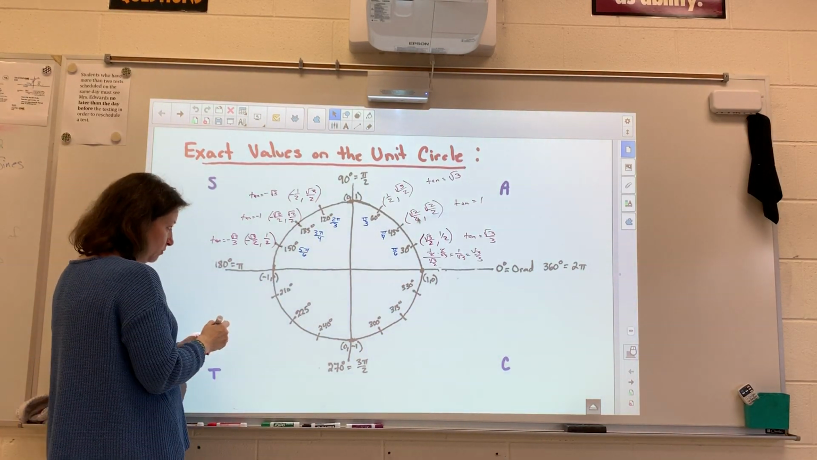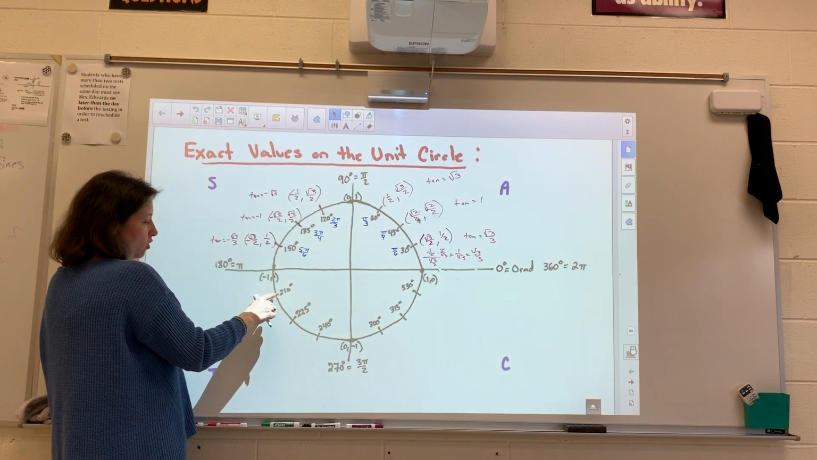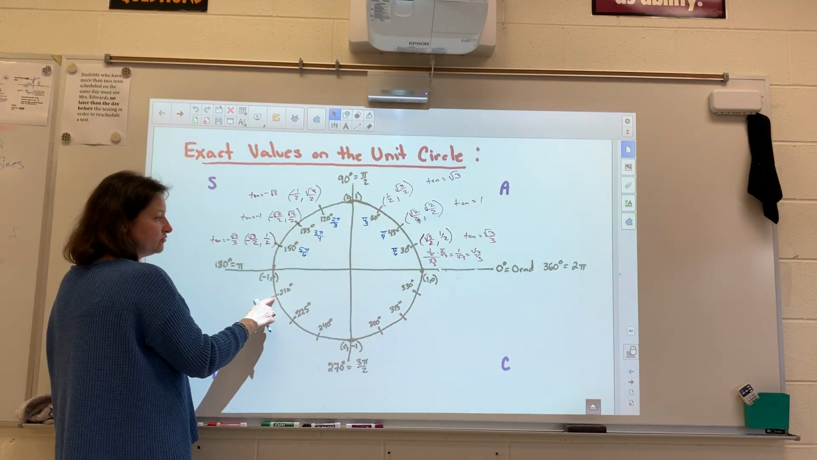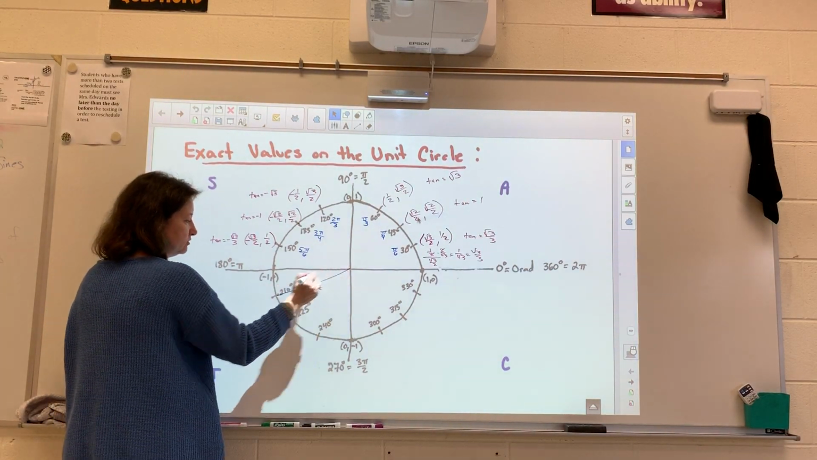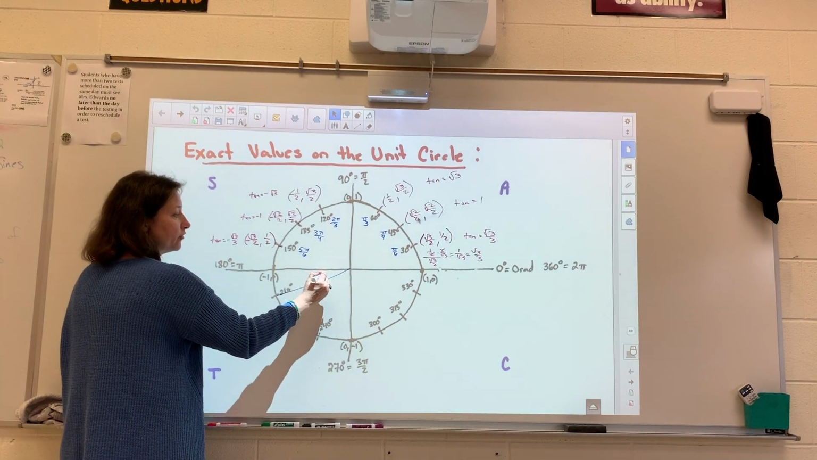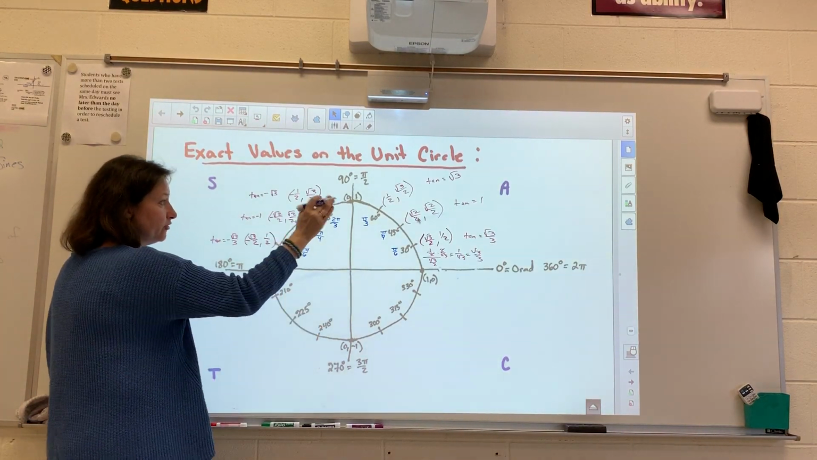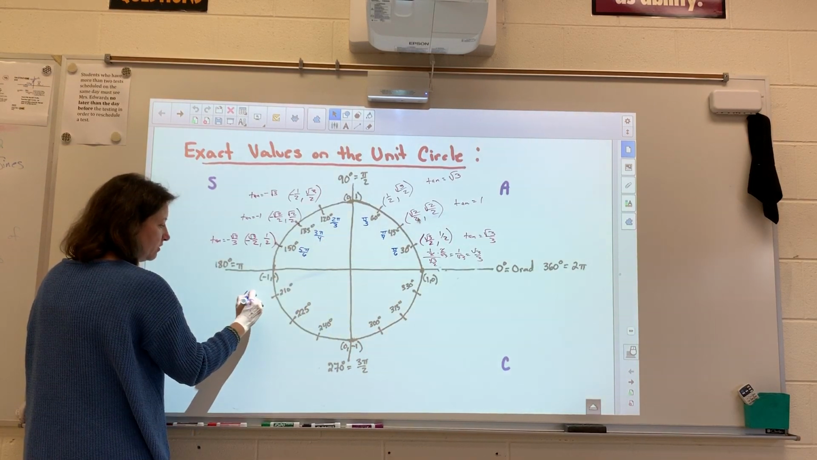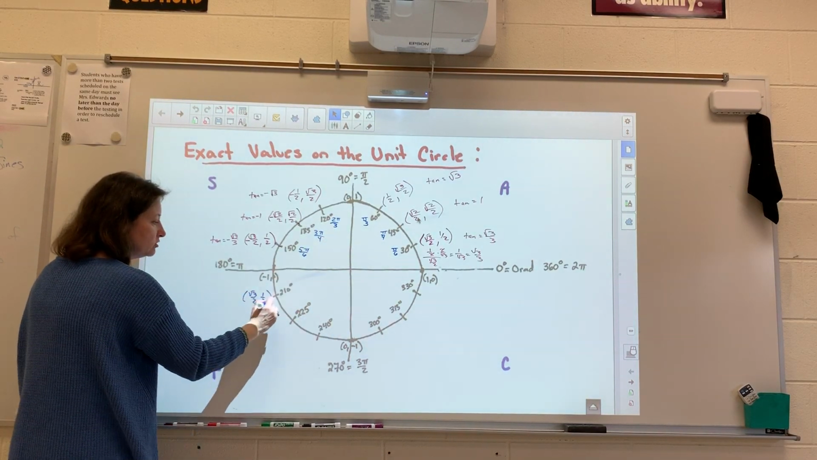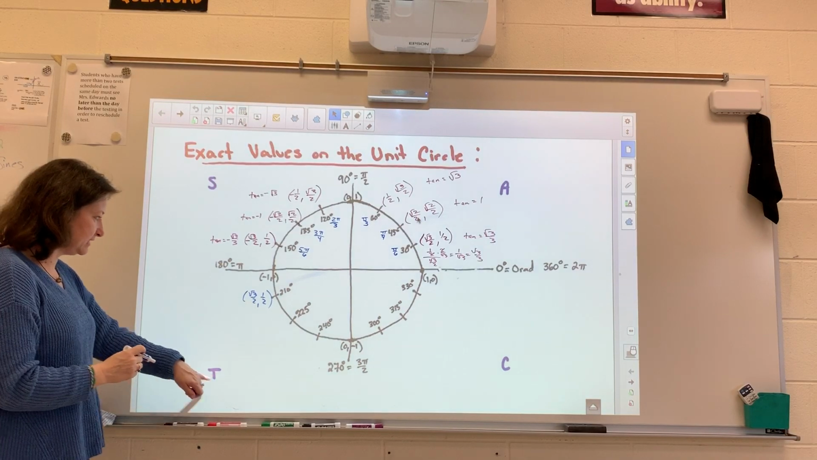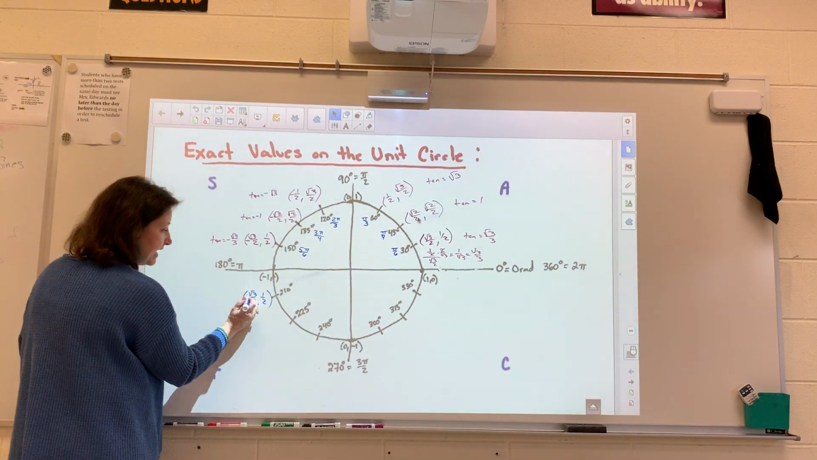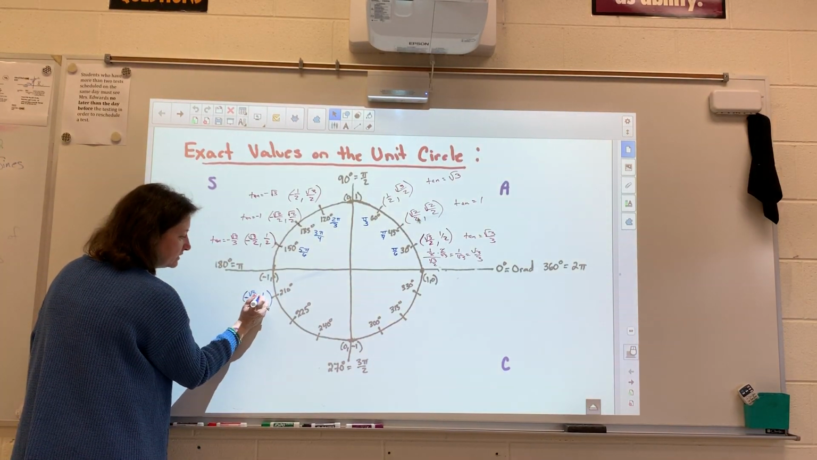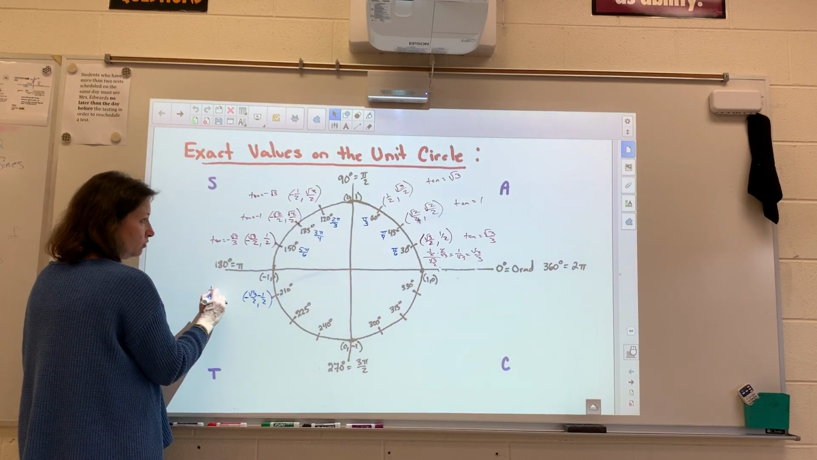Okay, let's keep going with the exact values. What would 210's reference angle be? How far is 210 from 180? 30 degrees. So what is 30? Well, that's the same as 30 up there. So root 3 over 2 and 1/2. Who's going to be negative down here in the T corner? X and Y. What will tangent be? Tangent will be positive root 3 over 3.